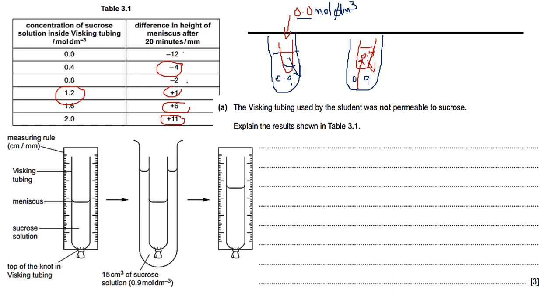So to answer this question for 3 marks, you have to explain the results. You can say that when the concentrations in the Viscount tube were less than the concentration of sucrose in the test tube, water moved out of the Viscount tube because of osmosis. Osmosis is the net movement of water. Water moves down its concentration gradient, and when the concentrations were higher in the Viscount tube, water moved into the Viscount tube, resulting in an increase in the height of the meniscus. Just explain it in terms of osmosis, but you only have to give 3 different points to get 3 marks here. I hope that helps you.